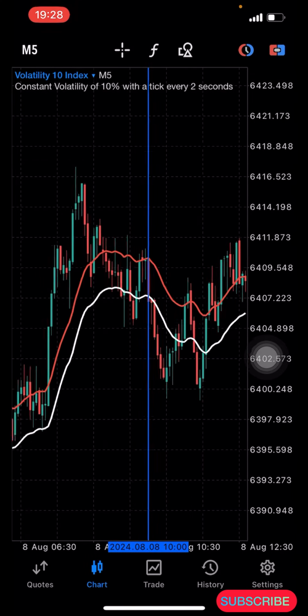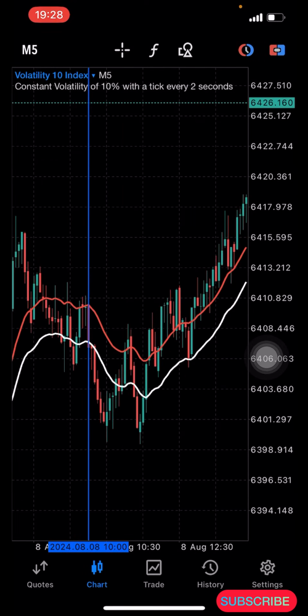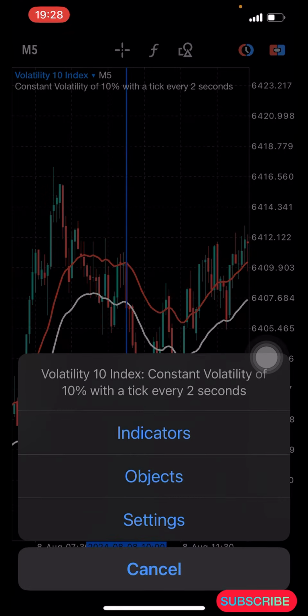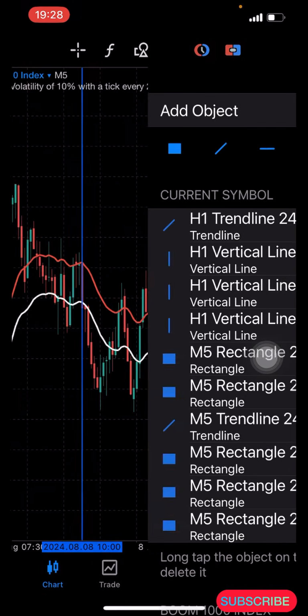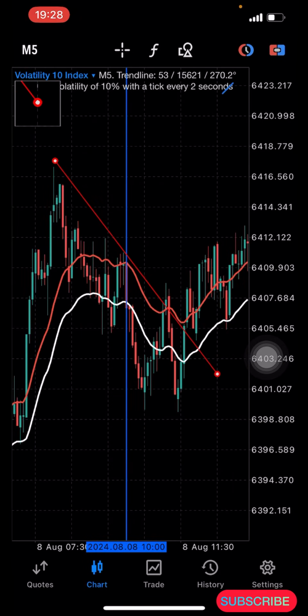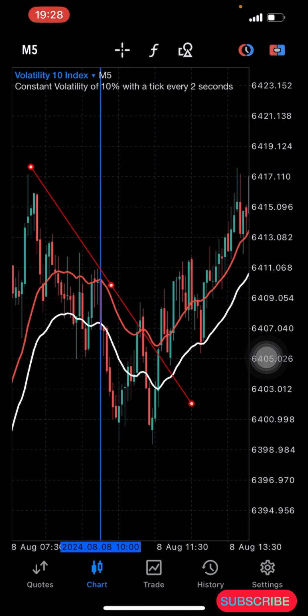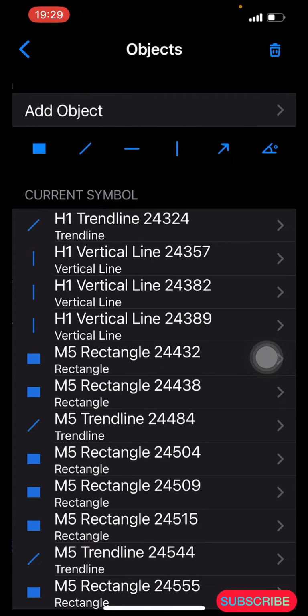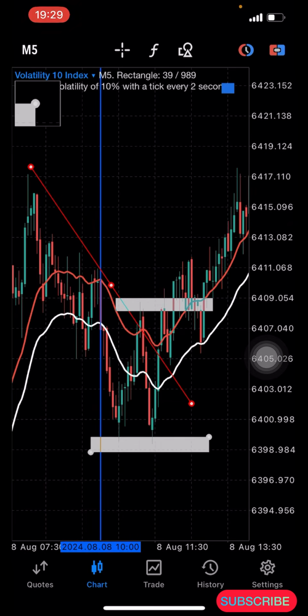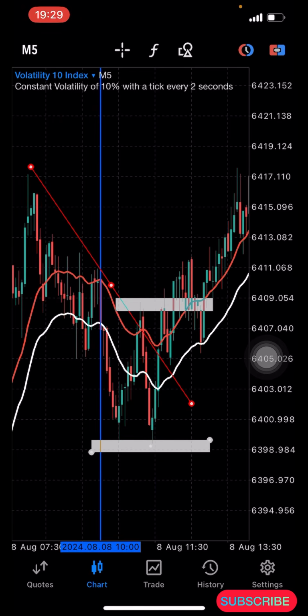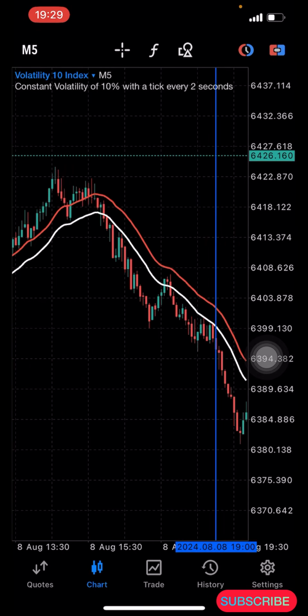Now let me look for the other place I marked. So this is the other place I marked here. You can see the pullback here, right? You mark it, you draw your trend line, wait for price to break above it, right? Now this is the area it broke above it here. Your stop loss is supposed to be below this structure, right? So as you can see, this is another win trade again, right?